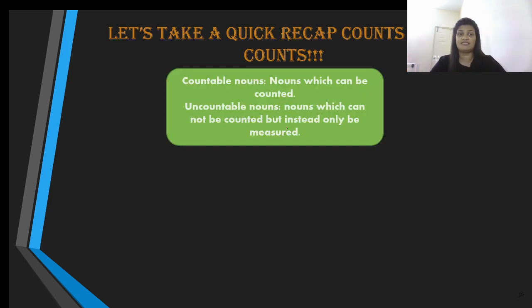The next is the countable and the uncountable nouns. Well, what are countable nouns? Countable nouns are those which can be counted, like, for example, pen, book, or bag. Uncountable nouns are those which you cannot count, like water, oil, butter. These are your uncountable nouns. You can only measure them or weigh them, but you cannot count them, like pens or books or bags.